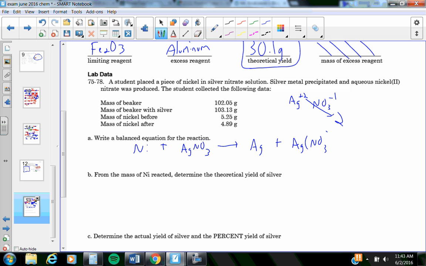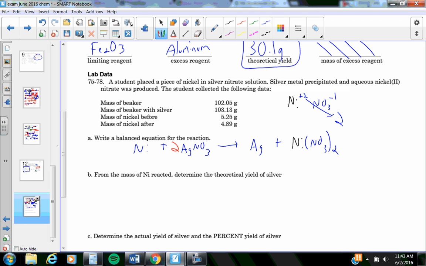AgNO3 taken twice. Is that balanced? Nope. I need 2 nitrates over there. I did something wrong. Silver metal precipitated. This should have said nickel, not Ag. Nickel nitrate. Okay, back to the balancing.